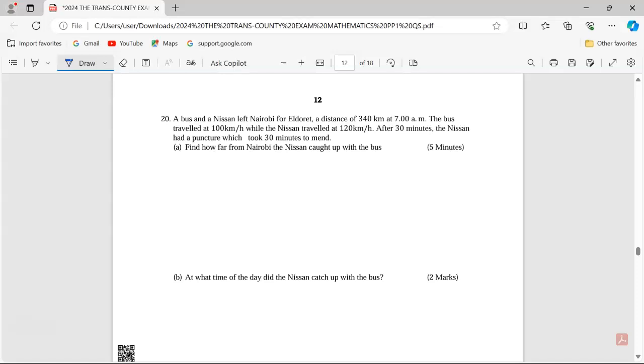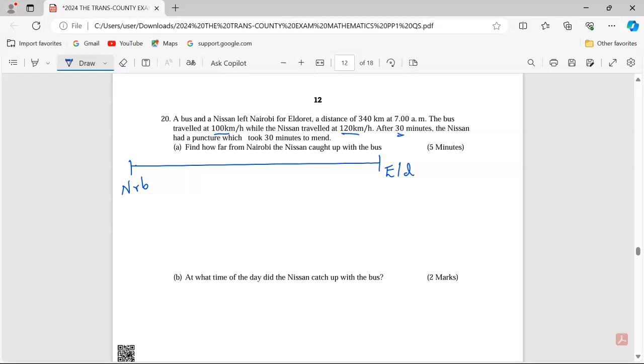Allow me to start by drawing a sketch for the distance between the two towns. Remember, we are having Nairobi at this end. Then we have Eldoret on the other end. The total distance is 340 kilometers. What we should know is that the bus is starting to travel at 100, the Nissan at 120, and both are starting at 7 a.m. Sorry.